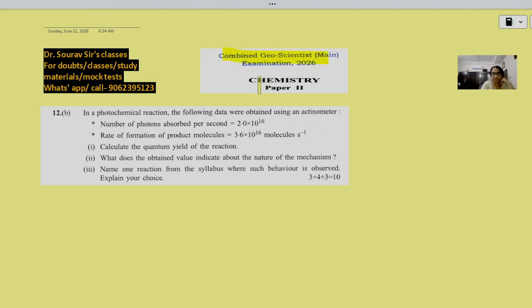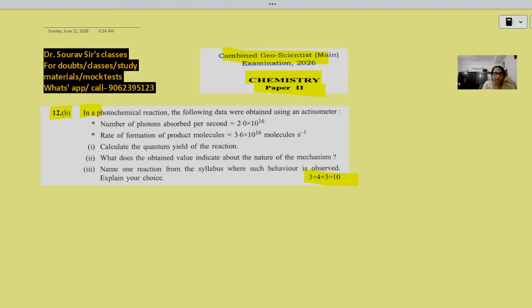In this video series, we are going to discuss the solution of the questions of Combined Geo-Scientist Main Examination 2026 Chemistry, paper second. In this question paper, all questions are subjective type questions, maximum of 10 marks. So according to the pattern of the exam, we will discuss the solution of this question.